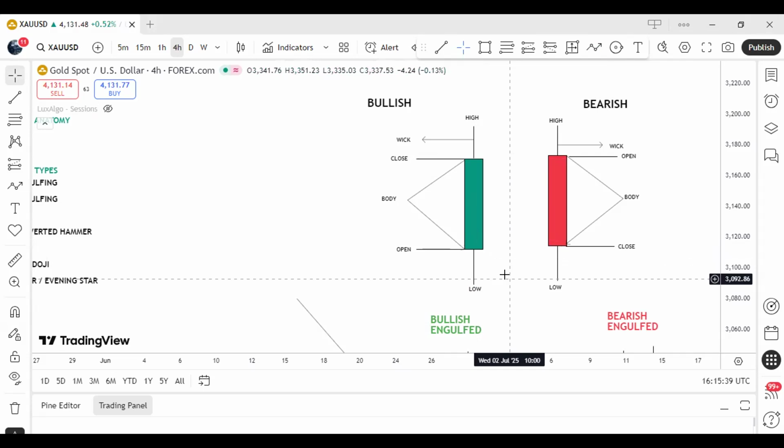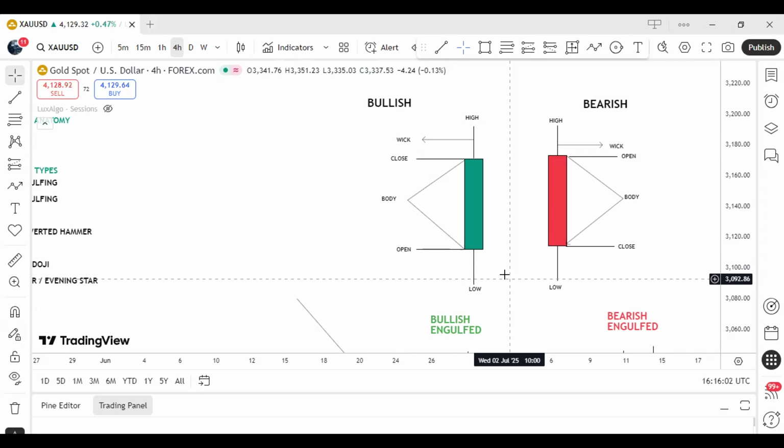It actually shows that sellers are the ones in the market, and the only difference is that price tends to go downward when sellers are in the market. It will keep printing red candles. So it's a signal to us that sellers are the ones actually dominating the market at this point.